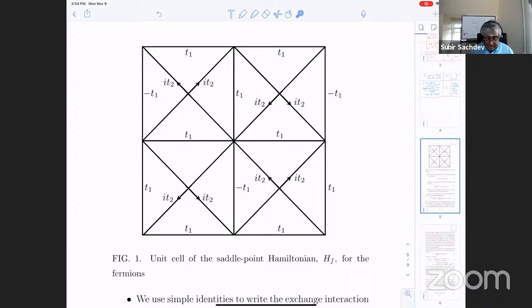And I've chosen a strange gauge. It's not even Landau gauge or circular gauge or anything like that, but the next calculation becomes a little simpler in this particular gauge. Okay, so that's the saddle point solution with pi flux. So you can go ahead and then determine the spectrum.